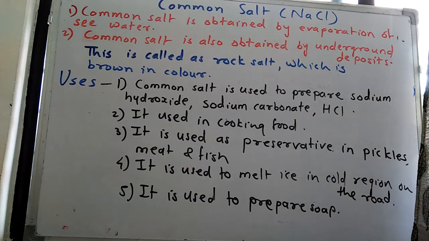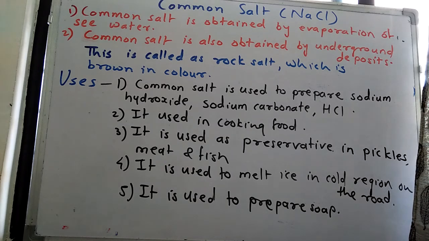So common salt, we know common salt, NaCl. It is prepared by the reaction between HCl and NaOH. It gives NaCl. So common salt can be prepared in the laboratory. It can be obtained by the evaporation of seawater, and common salt is also obtained from underground deposits. When the salt is obtained from an underground deposit, that salt is called rock salt, and that salt is brown in color. We are sometimes asked to write the uses for 1 mark.